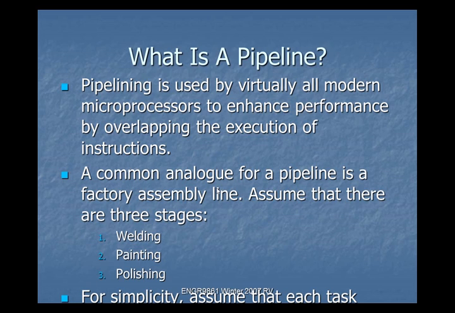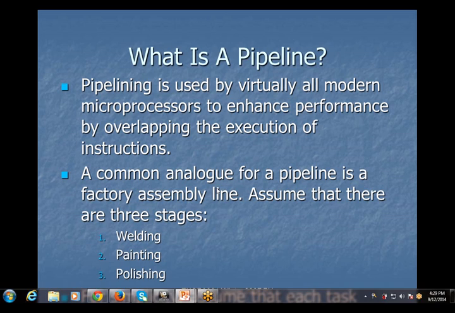A common phenomenon for pipelining is a factory assembly line. That is, we are using a line-by-line sequence for executing the pipelining method. So the first point says it is used by all modern microprocessors or computer CPUs to enhance or increase the performance by overlapping. Overlapping means increasing the execution of the instructions. So pipelining is used to increase performance and efficiency.